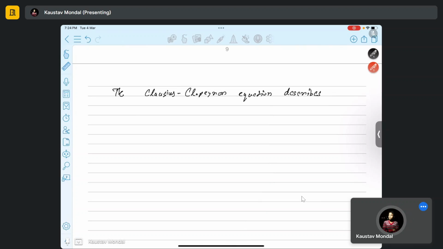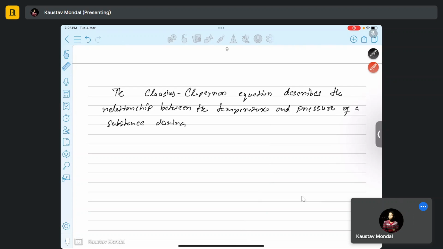describes the relationship between the temperature and pressure of a substance during the phase transition.